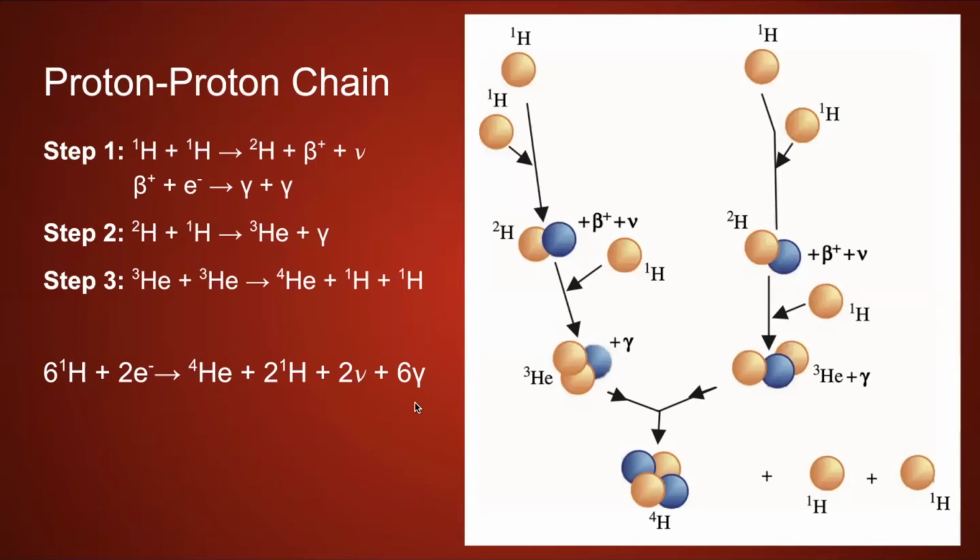Lastly, the mass of the reactants is slightly more than the products. The mass loss is converted into energy using the famous equation E equals mc squared.